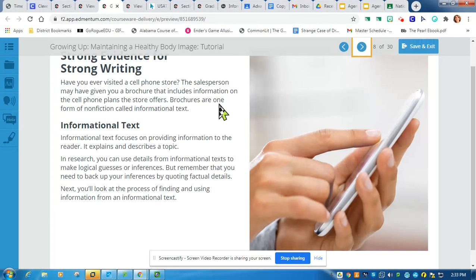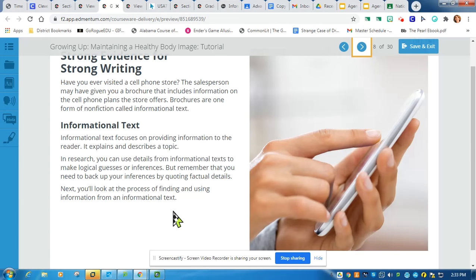Strong evidence for strong writing. If you've ever visited a cell phone store, you may have been given a brochure that includes info about the cell phone plans and all the features that the phones have. And brochures are actually a form of nonfiction called informational text. Now, informational text focuses on providing information. It explains and describes a topic.